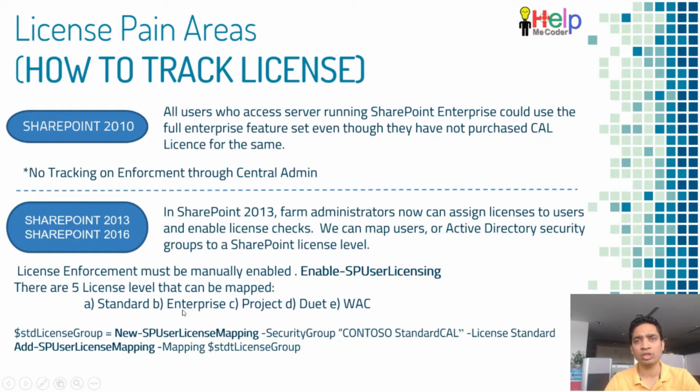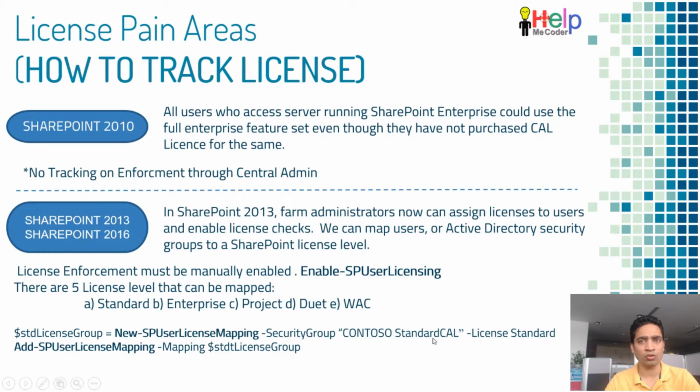If, for example, in your organization you have 30 enterprise licenses and you want to track those 30, you can create one AD group, add those 30 users inside that AD group, and then you need to first enable the management of licensing using PowerShell. By default, it is disabled in SharePoint 2013, so you can enable it with Enable-SPUserLicensing. Once enabled, you can add this security group to whatever licensing mapping we have over here. So you can say something like this: a variable, standardLicensingGroup, is equal to New-SPUserLicenseMapping, SecurityGroup is this, Contoso standard CAL.